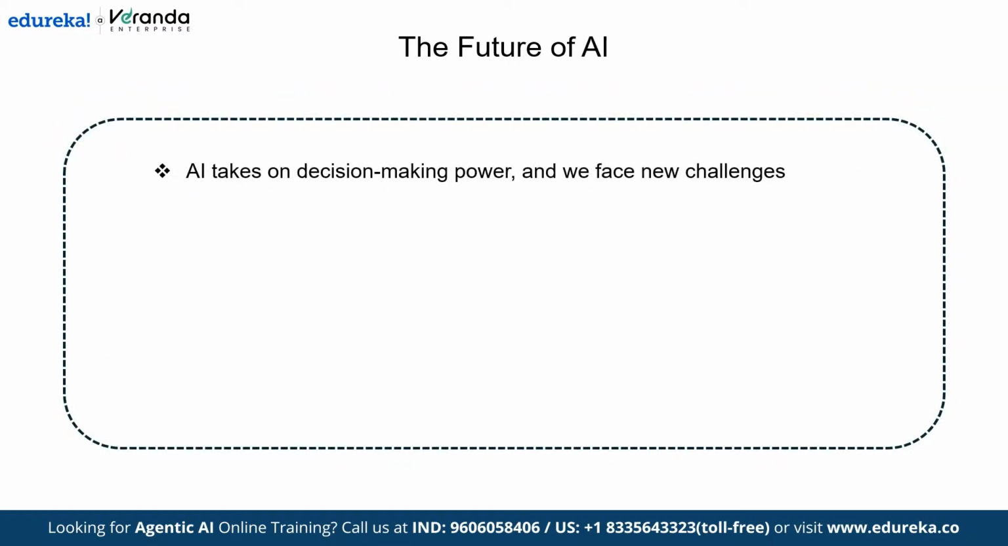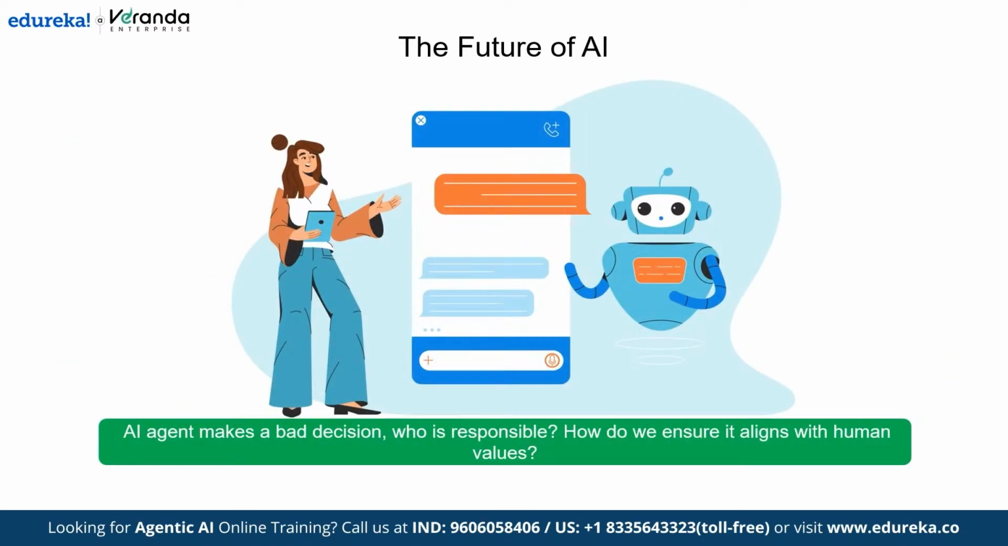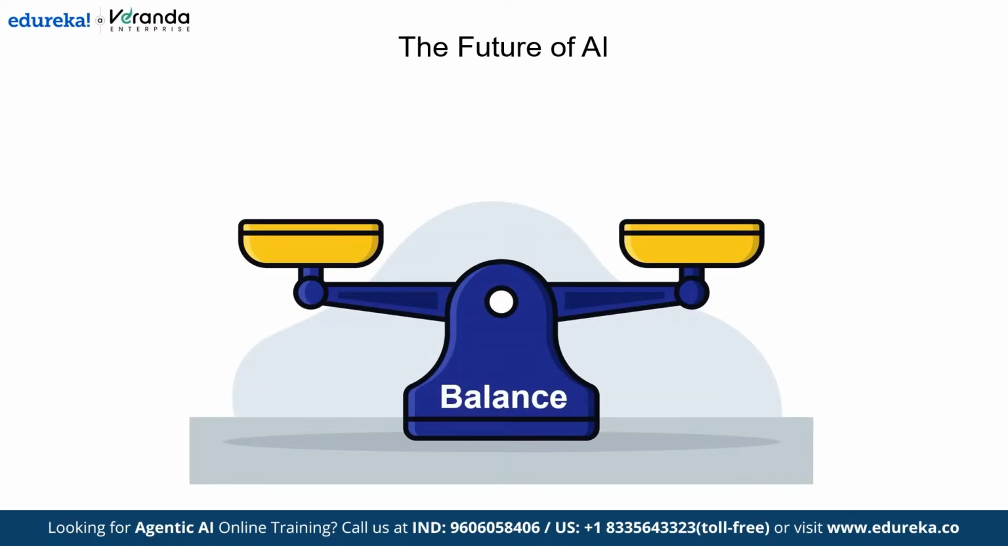As AI takes on decision-making power, we face new challenges: ethical concerns, unintended consequences, and the need for accountability. If an AI agent makes a bad decision, who is responsible? And how do we ensure it aligns with human values? The answer lies in balance.